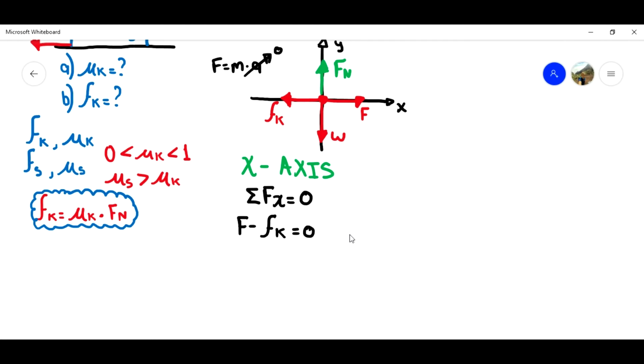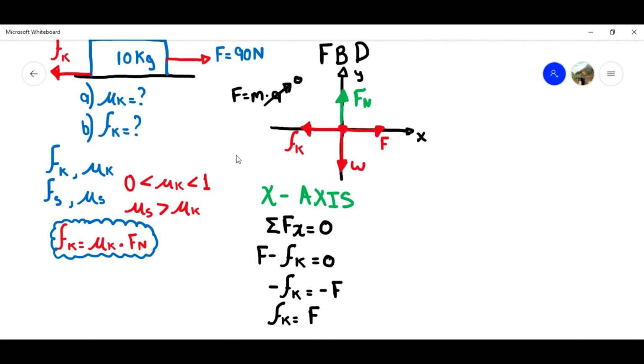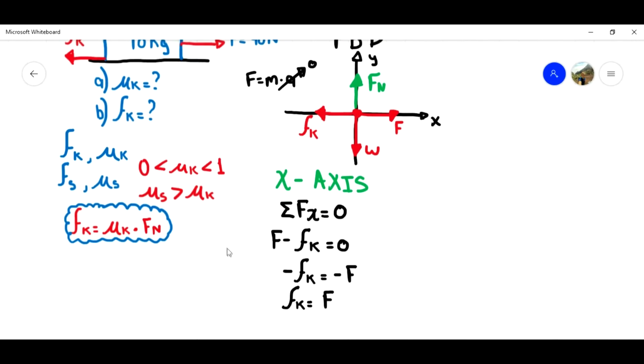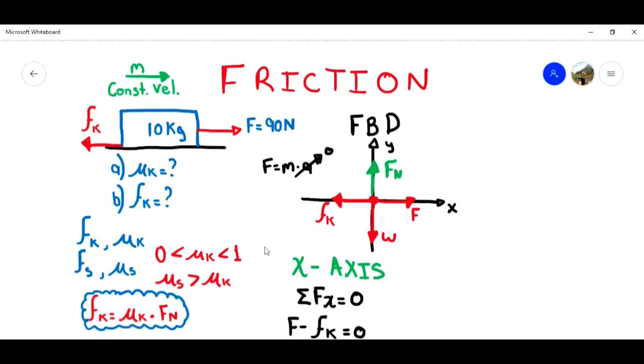Okay, in this case I need to find the friction force, or well, first the coefficient. So minus kinetic friction force equals minus the force. Okay, so the kinetic friction force equals the force. So if you see, this question could be answered right now, because I need to find the friction force. In this case, the friction force equals the force. So in this particular case, the kinetic friction force equals 90 newtons.